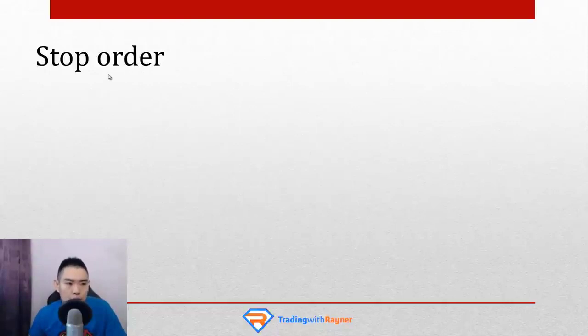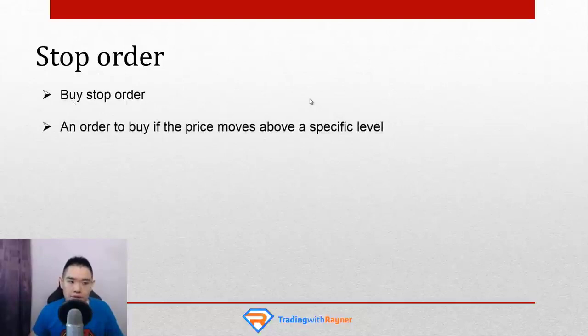So moving on, the third type of order is a stop order. Again, let's talk about the buy stop order. In essence, this is an order to buy only if the market moves above a specific price level. So you might be thinking, what does that mean? Again, I can give you an example.